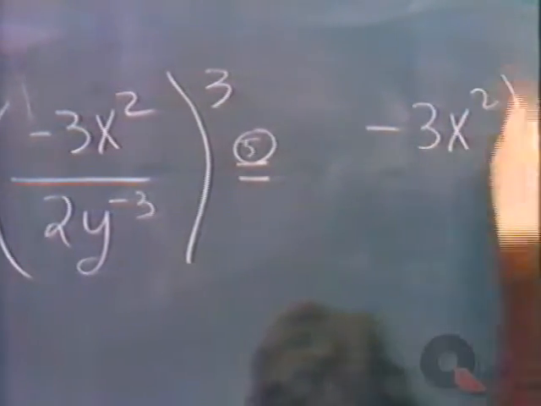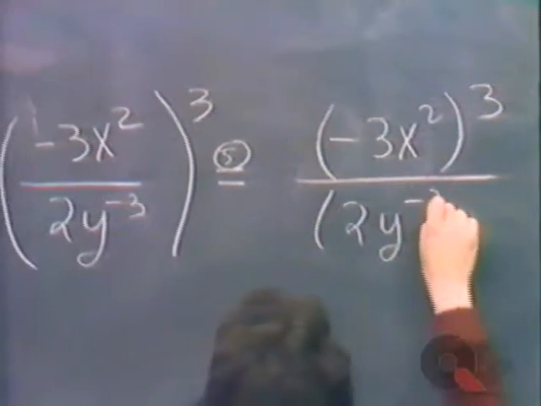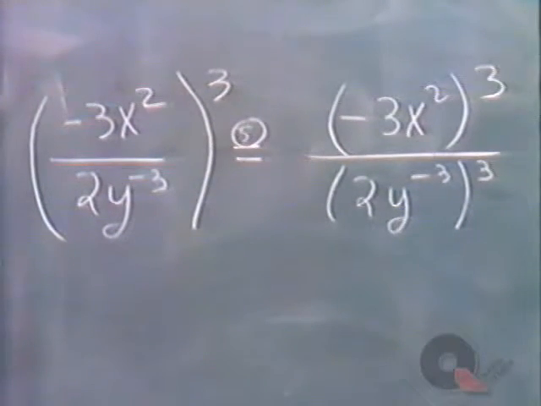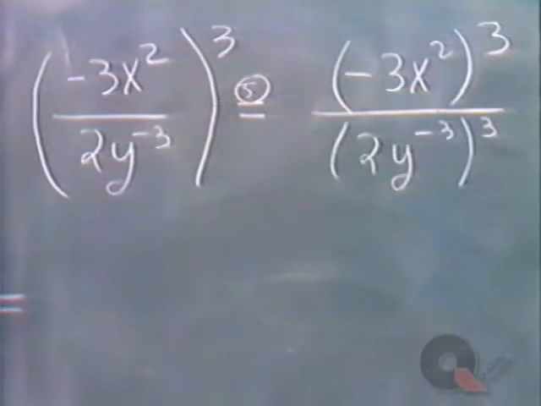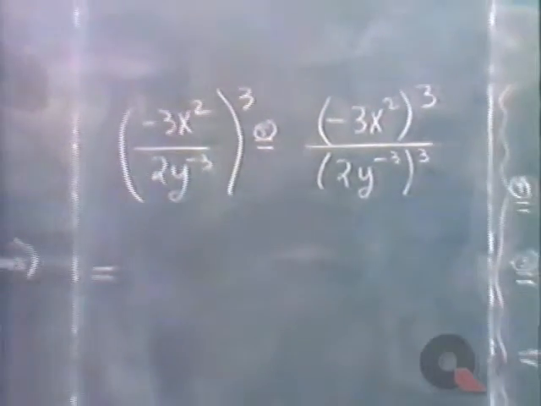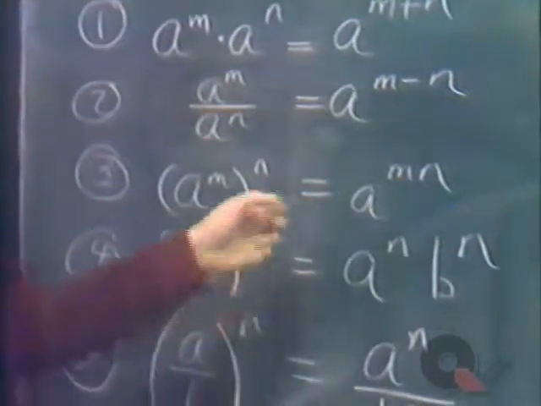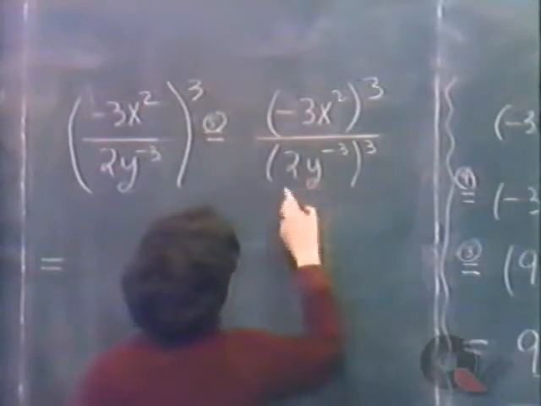(-3x^2)^3 over (2y^-3)^3. Top to the power over the bottom to the power. Now, let's continue. What we have on the top and on the bottom are examples of Rule 4, a product to a power. We take each factor to the power. (ab)^n is a^n times b^n. And that's what we have up here and down here as well.